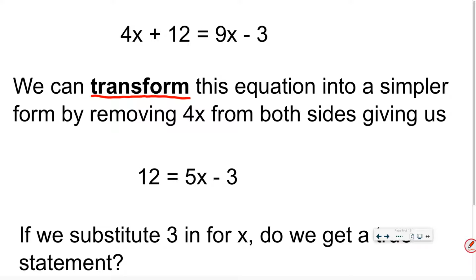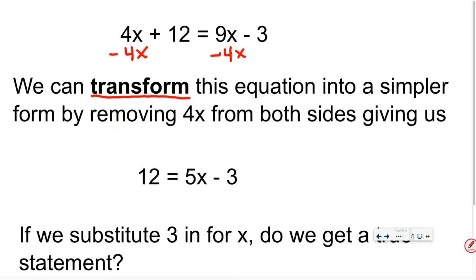We can transform this by removing a 4x. So the only difference right now between what you're seeing on the board and what you're used to solving from 7th grade is that there's a variable on both sides here. I can take away the 4x from both sides. Why must I take it away from both sides? Because in order for it to be equal, you have to do the same to that.